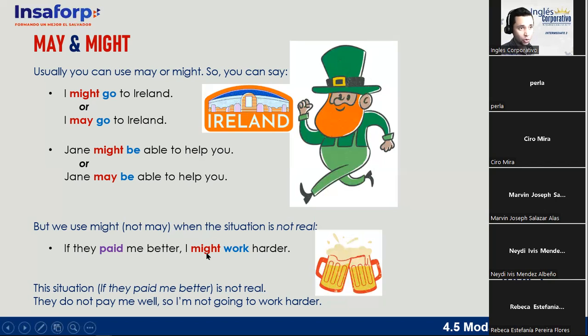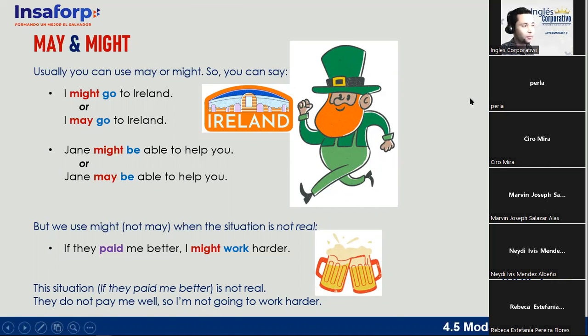When that is the case and the situation is not real, then you use might, but not may. Okay? You can use may when the situation is real, when the situation is possible. Like in this case, I may go to Ireland. Puede que vaya a Irlanda. Es posible. No he decidido. Pero en este otro caso, es una situación imaginaria. Es hipotética nada más. En esos casos, solo se admite might y no may. All right? You have the explanation right here. This situation, if they paid me better, is not real. Okay? They do not pay me well, so I am not going to work harder. All right? Do you understand? Yes, teacher. Okay, that is great.